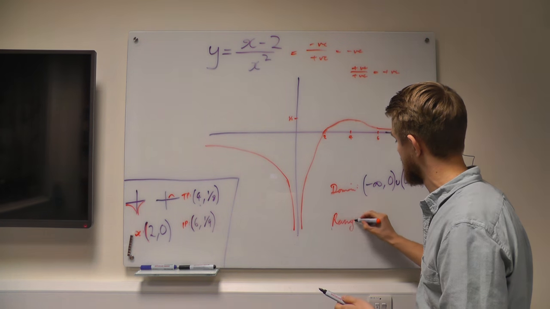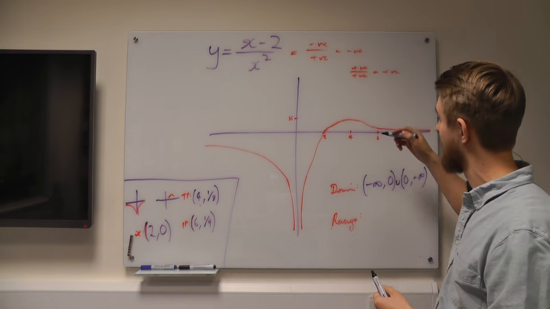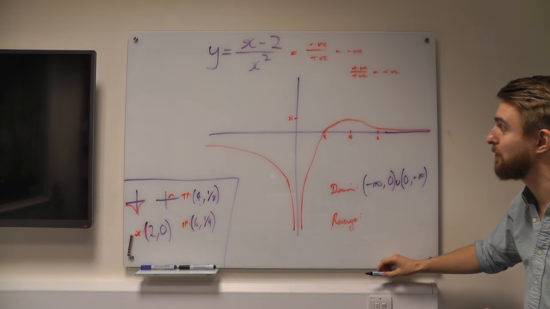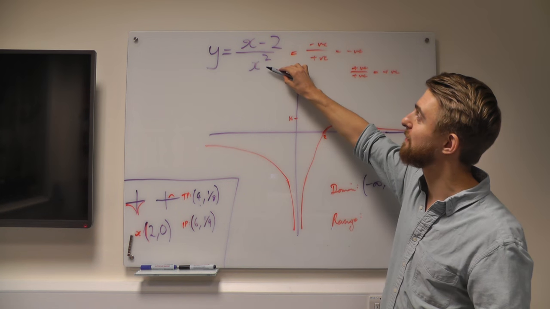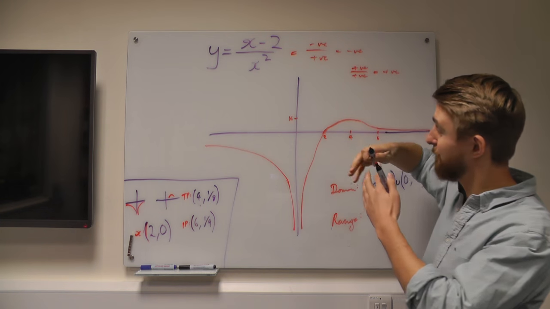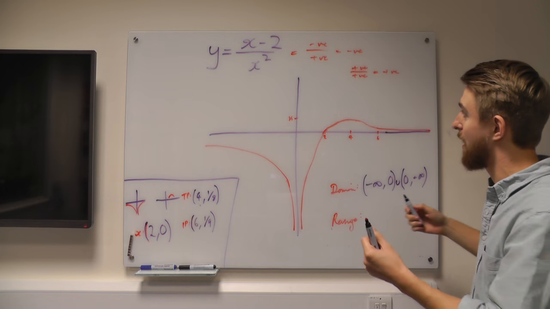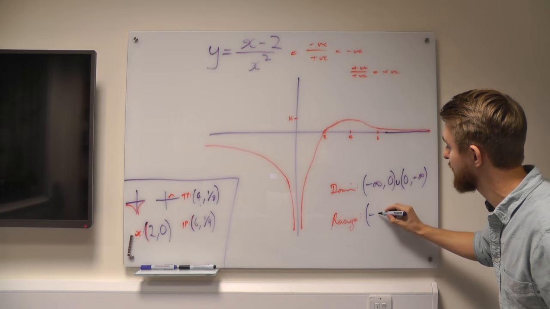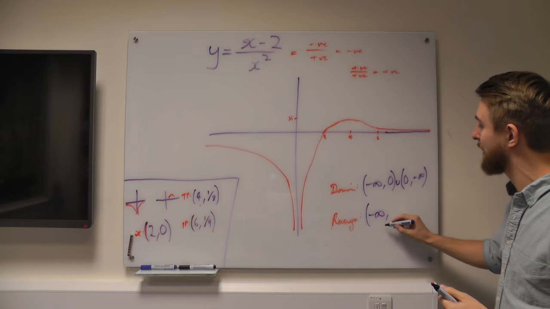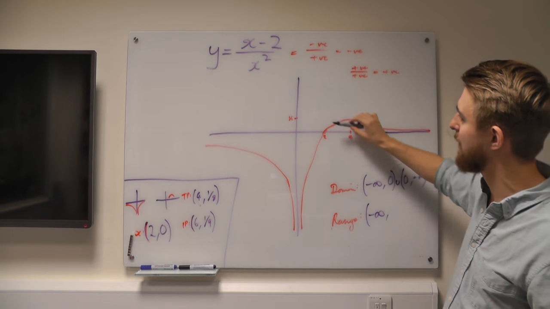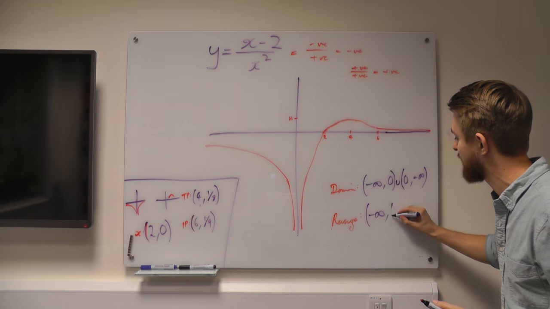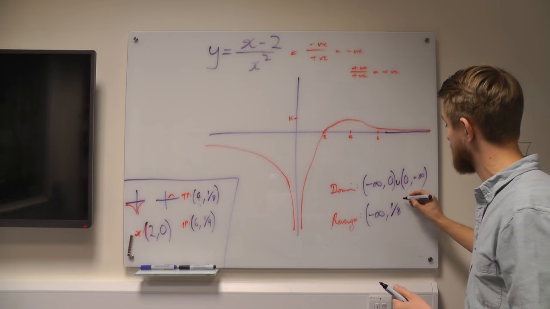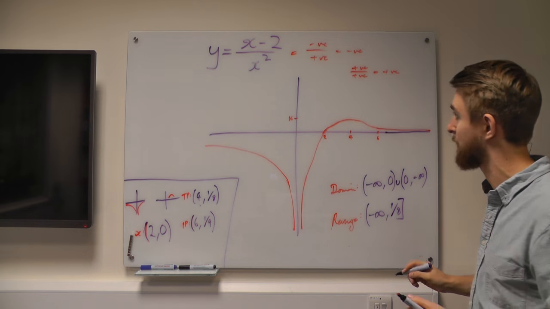For the range, we can have all the way down to negative infinity, no problem. When x gets very, very close to 0, this is going to give an extremely large negative y value. So we can go from minus infinity all the way up to the highest y coordinate we get, which is 1/8. And because we include the point 1/8, we use a square bracket like this.